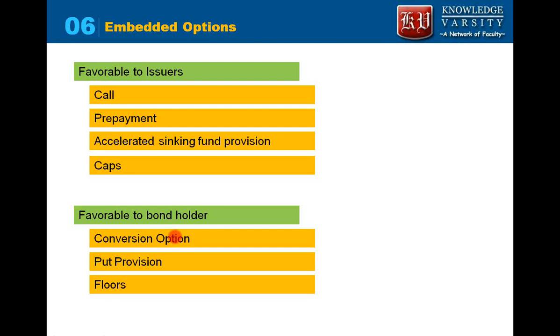Hence when the company is growing, because bond is giving them only a fixed part, but when they convert to equity they will be taking part as a shareholder and can take a part in the growth of the company. Put provision: when the bond's price becomes lesser than the put price, they can force the bond issuer to take it back at the specified price. And the floor: if the market interest rate has decreased to 3%, they can say that the floor should be 5%, you cannot pay me less than 5%.